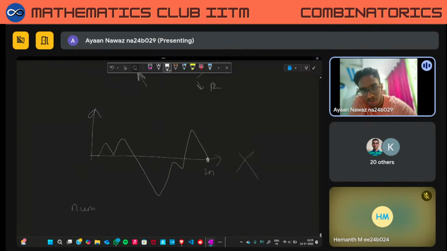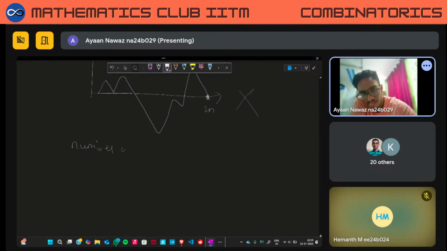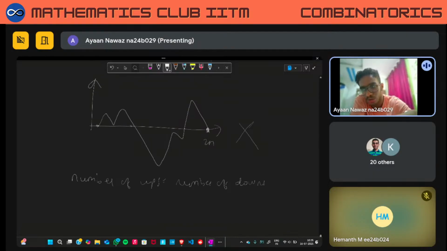A Dyck path is always above the x-axis. This is going below the x-axis. The number of ups is equal to the number of downs, right? In this it is also right. So how many such paths will be there? I'm not considering just Dyck paths, any path from 0 to 2n, how many paths are there?